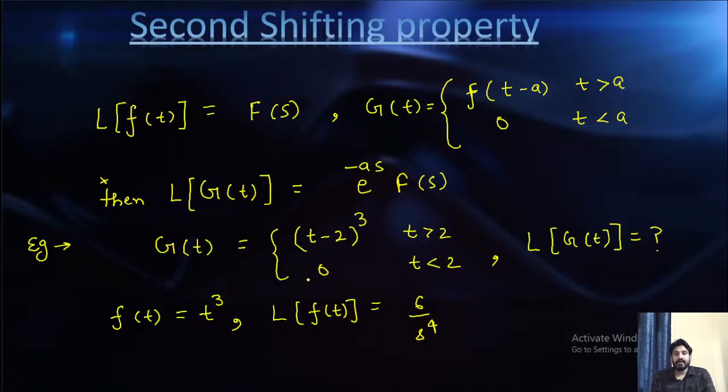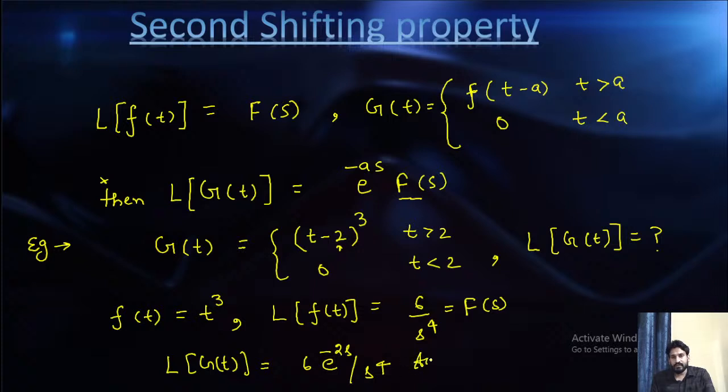Now what is the Laplace of this g(t)? It is e raised to power minus a s into F(s). Here a is 2, so it is e raised to power minus 2s into F(s). What is F(s)? This is my F(s), which is 6 divided by s to the power 4. So this is your answer. Am I clear with this or not?